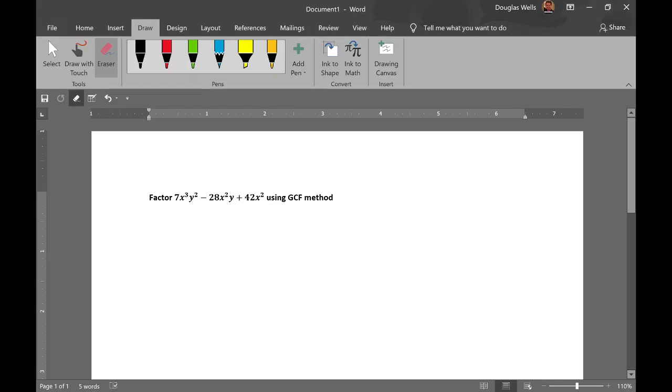Factor 7x cubed y square minus 28x square y plus 42x square using GCF method. Let's write the format for GCF first.